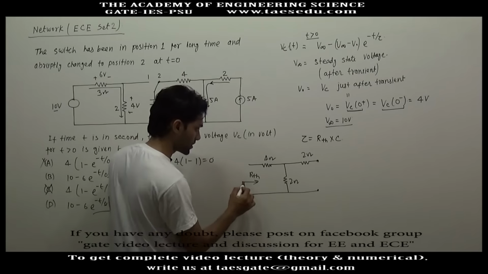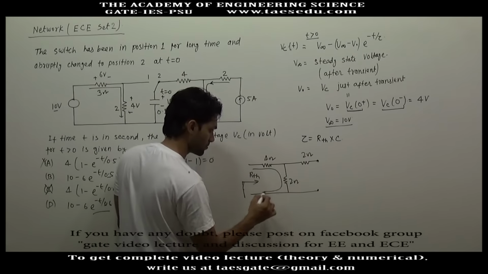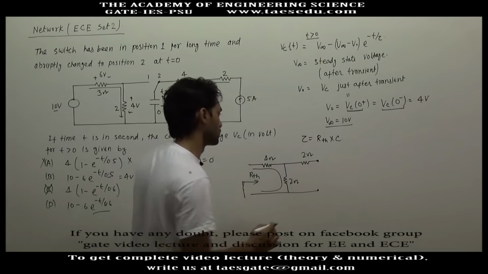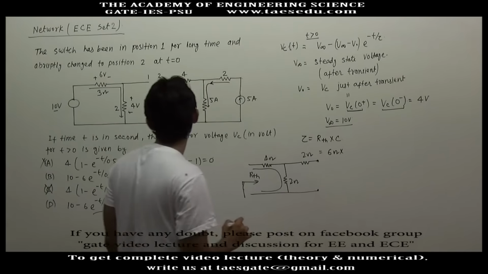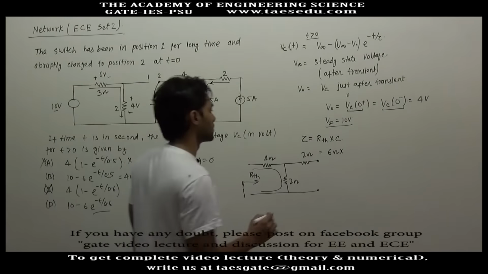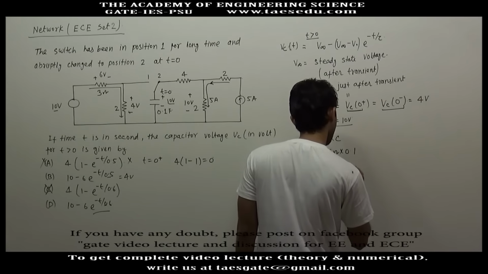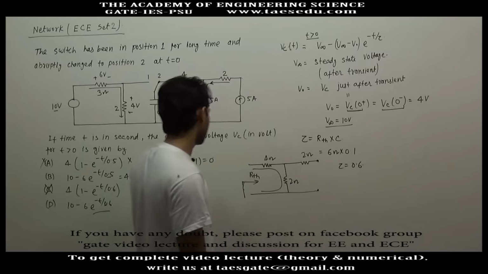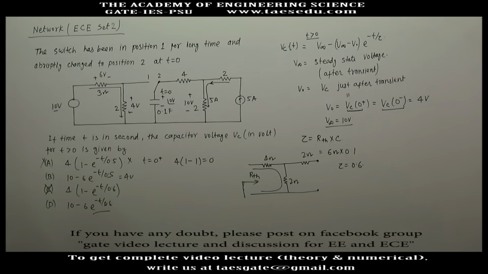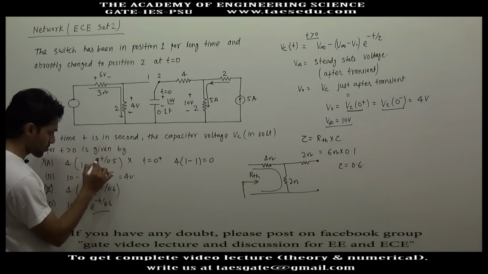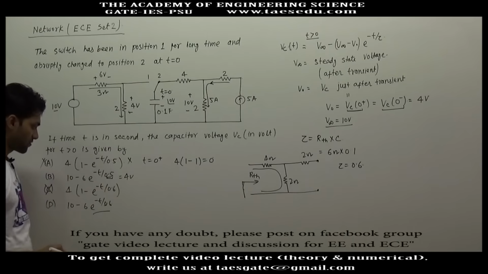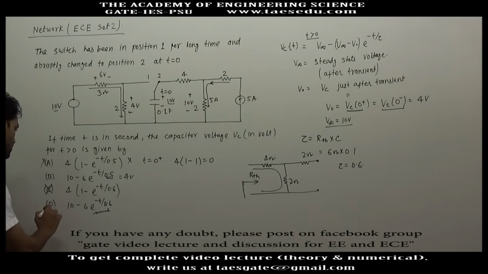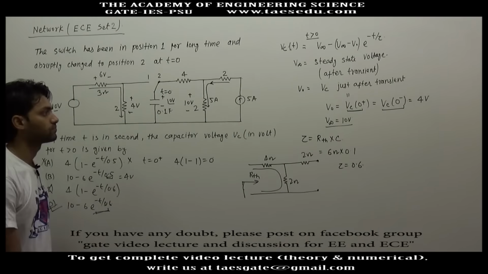Now if you find the equivalent resistance, the resistance will be 4 plus 2, 6 ohm. So RTH is 6 ohm and capacitance is 0.1 farad. So tau will be 0.6 second. So this is e to power minus t divided by tau. In option B, the time constant is 0.5 second, and in option D, the time constant is 0.6 second. So option D will be correct.